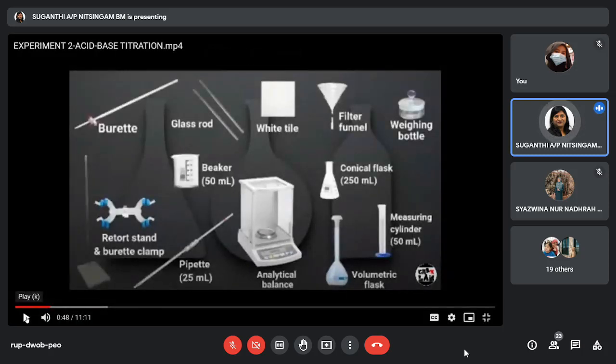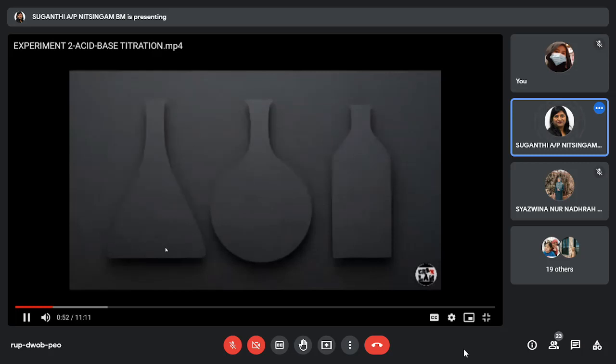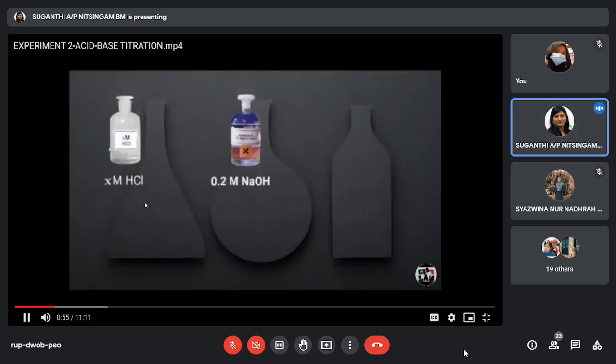Okay, so if you can see here, these are the apparatus. We have the burette, glass rod, white tile, filter funnel, weighing bottle, retort stand. Look at the retort stand with its clamp like this. This part in the middle, we can keep changing it. Then there is a pipette, analytical balance, volumetric flask and measuring cylinder. So HCl, NaOH, distilled water.